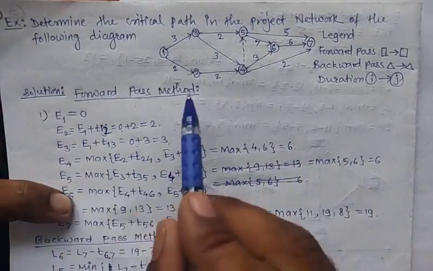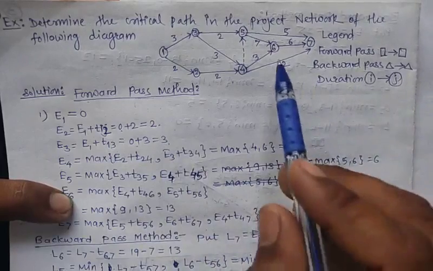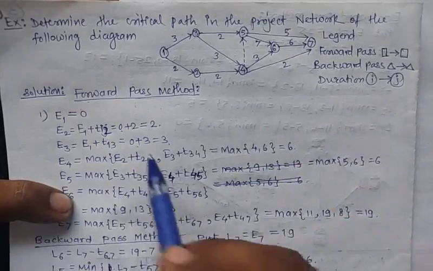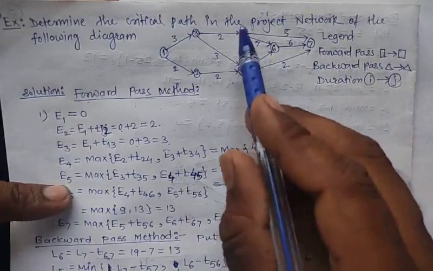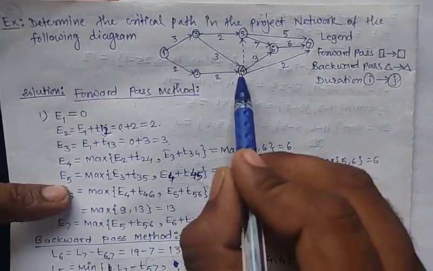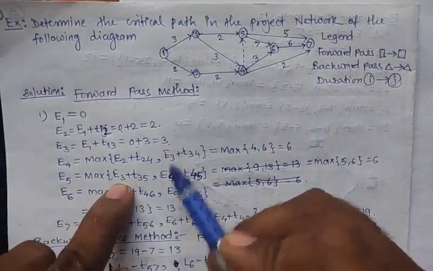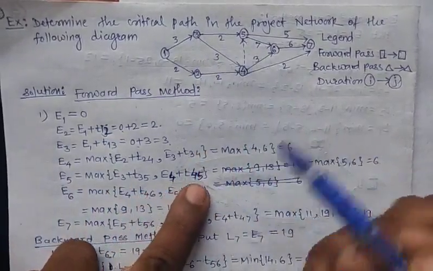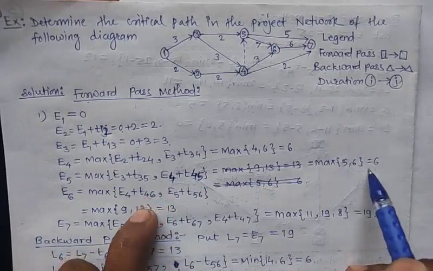Now in the forward pass method we calculate the maximum, and in the backward pass method, if there are two outgoing arrows, we will take the minimum. Now next calculate E5. For E5 there are two incoming arrows, one from E3 and one from E4. So we get the maximum between E3 plus T35 and E4 plus T45. After calculating, the maximum between these two is 6.